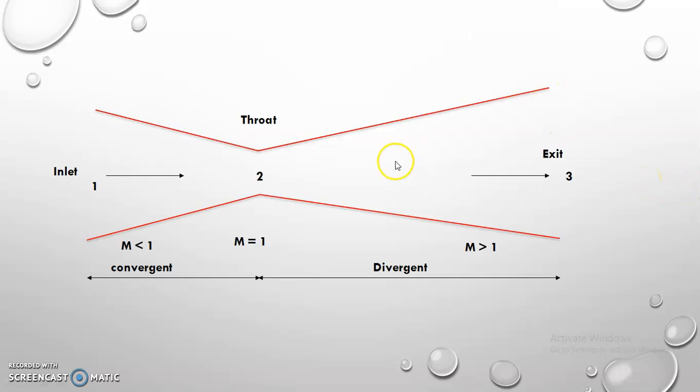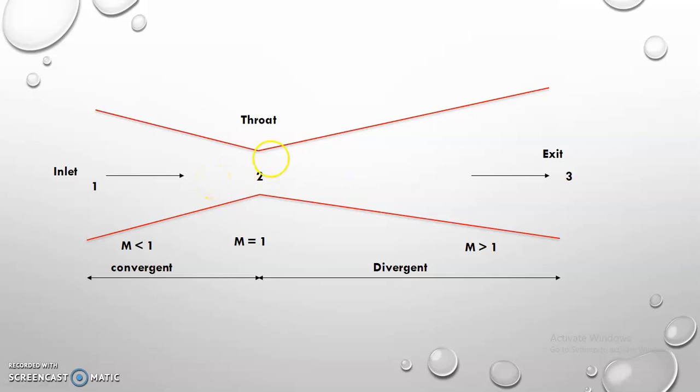As I told you earlier, the types of nozzle are the convergent nozzle and the divergent nozzle. The convergent nozzle is generally used for hydroelectric power plants, but in thermal power plants and gas power plants, we use a convergent-divergent nozzle. Generally, we call it a CD nozzle.